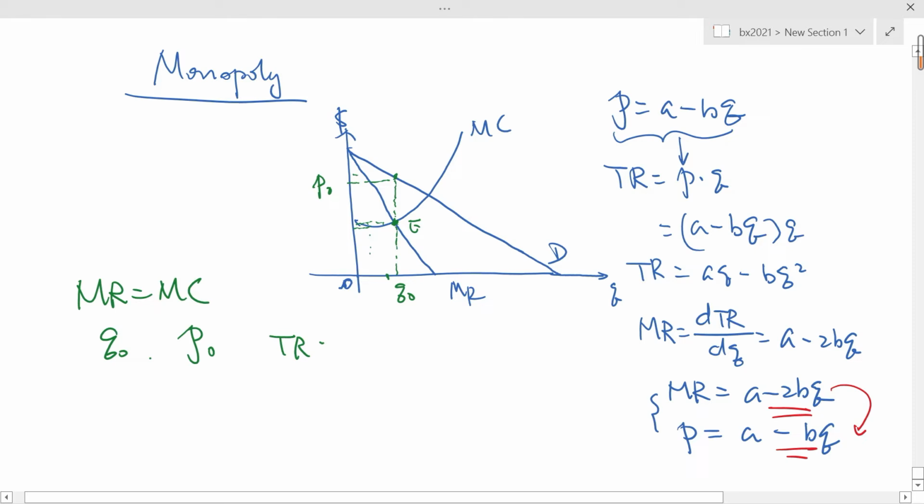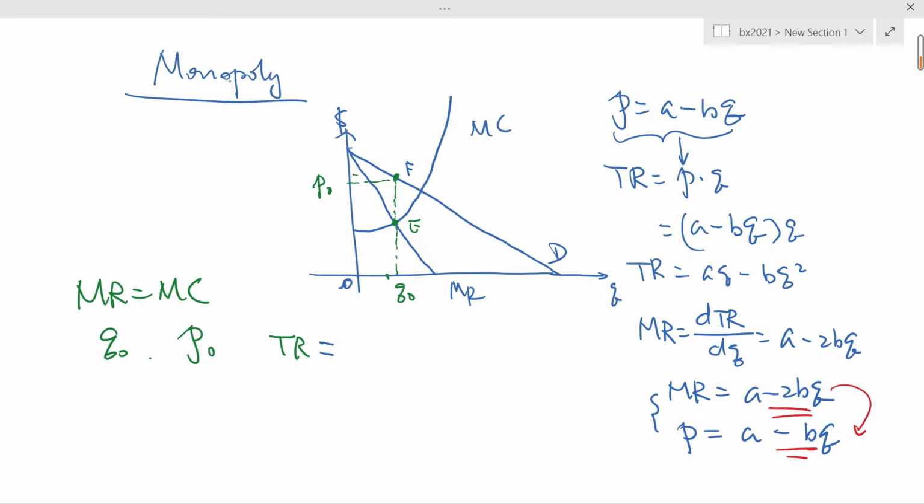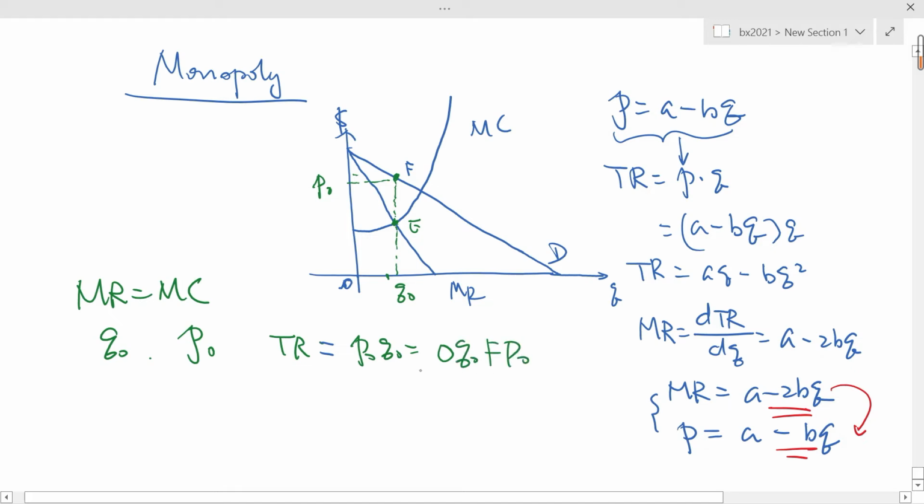Let me call this point F. So total revenue, we can see, is equal to P0 times Q0, which is the area of O Q0 F P0. That's total revenue. Where is my total cost?